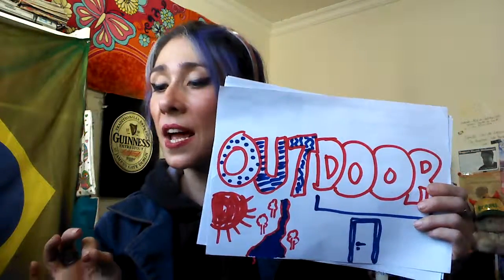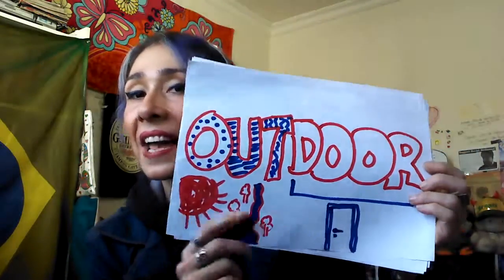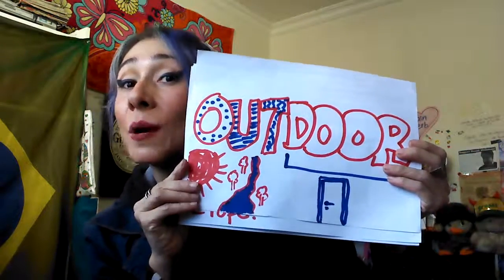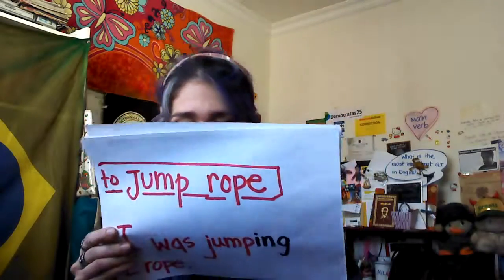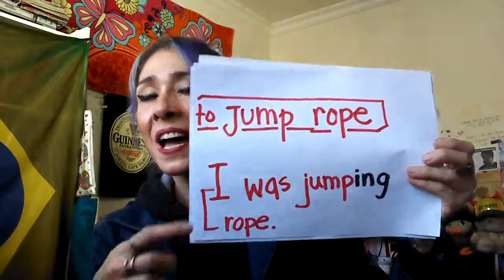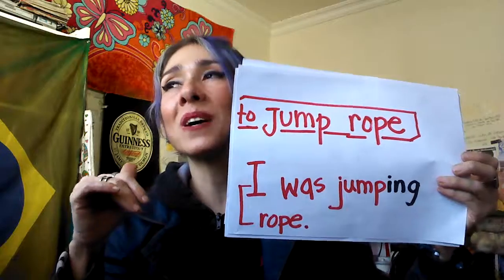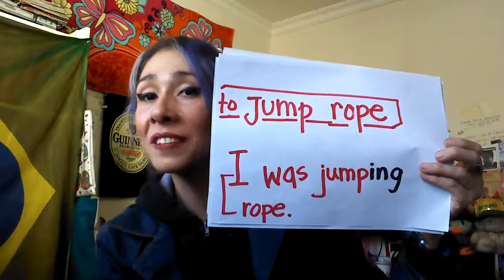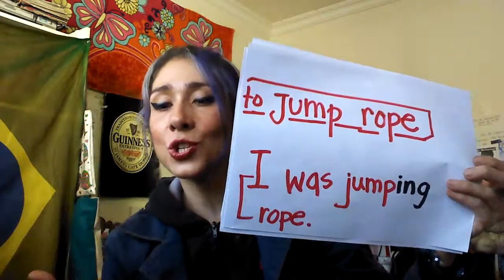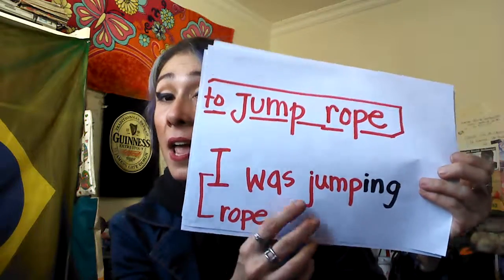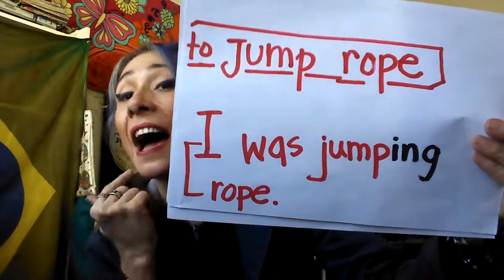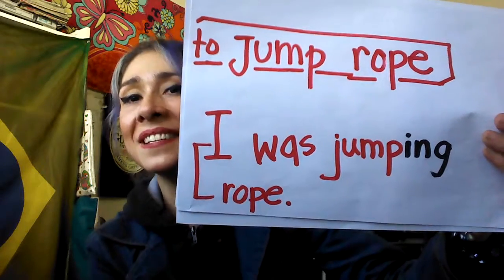Let's see past continuous with outdoor activities. My students have to know some outdoor activities for their tests. So let's, for instance, work with this. Jump rope. Yes, we can jump rope indoors, but when we jump rope outdoors, it's a lot more fun. I was jumping rope. You see, this action was in progress in the past. And it wasn't interrupted by any other, but this is just an example. Repeat after me. I was jumping rope.